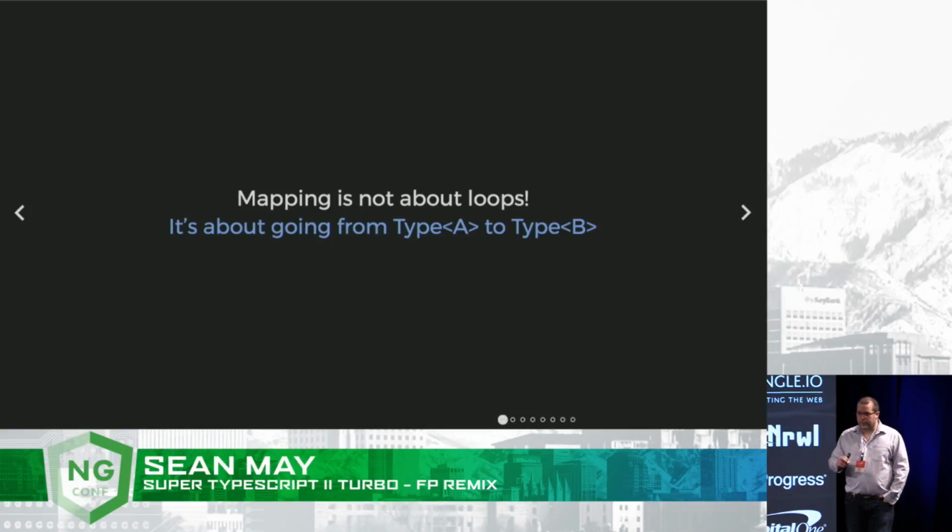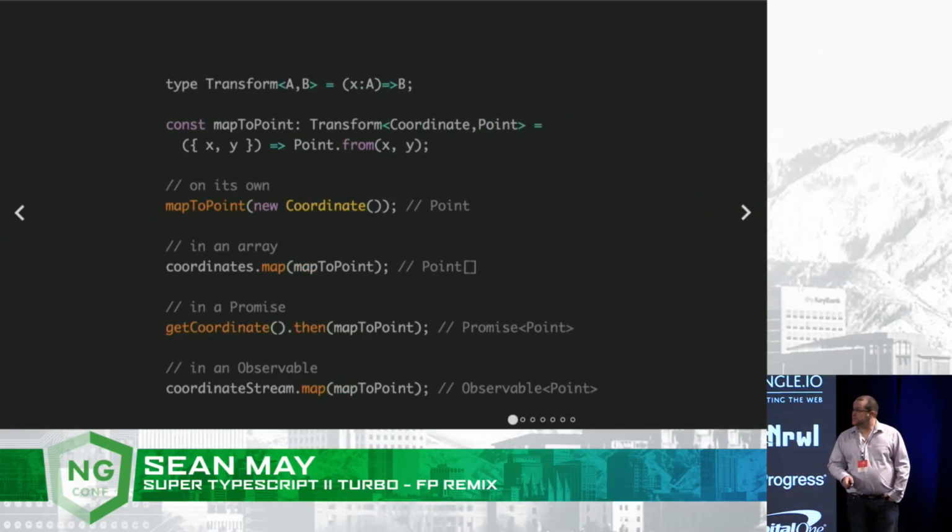Now, really important to note, mapping is not about loops at all. Mapping is actually about going from type A to type B. And this is key, right? So if I've got that transform again, and I have some map to point, which takes a coordinate and returns a point, and I'm just calling point from, which we saw earlier, I can call that on a new coordinate and get a new point.